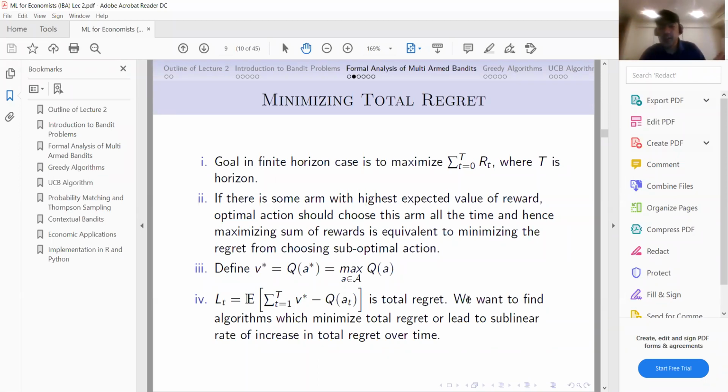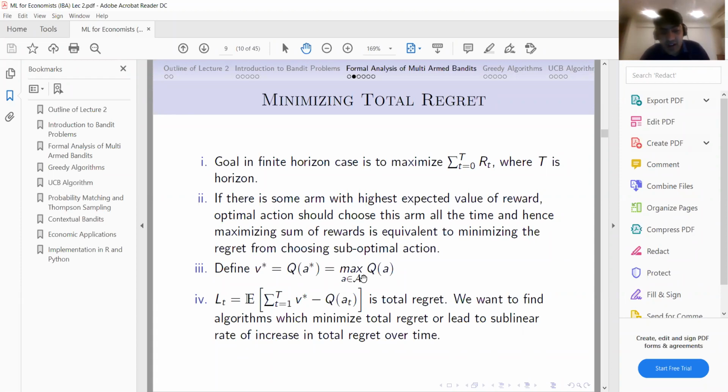Or the highest probability of reward. So let's say this arm is A star. You don't know what A star is, and that is what you're trying to discover over time. That's the objective of the bandit problem. But it exists out there, so we can define it. So A star is just the optimal arm.